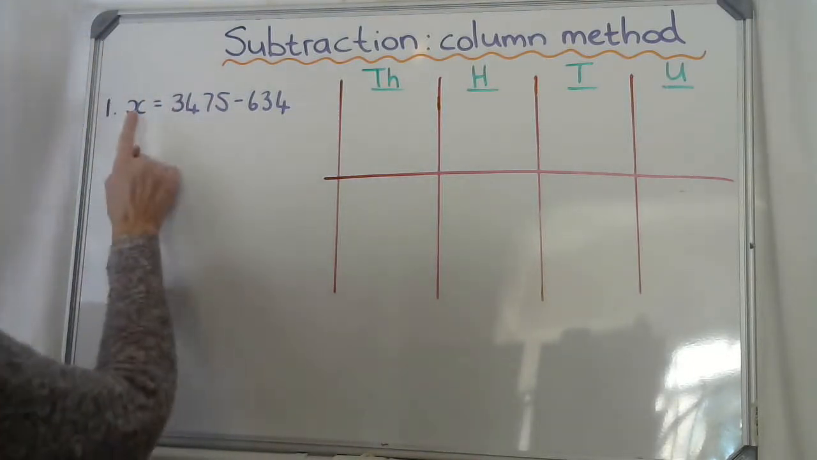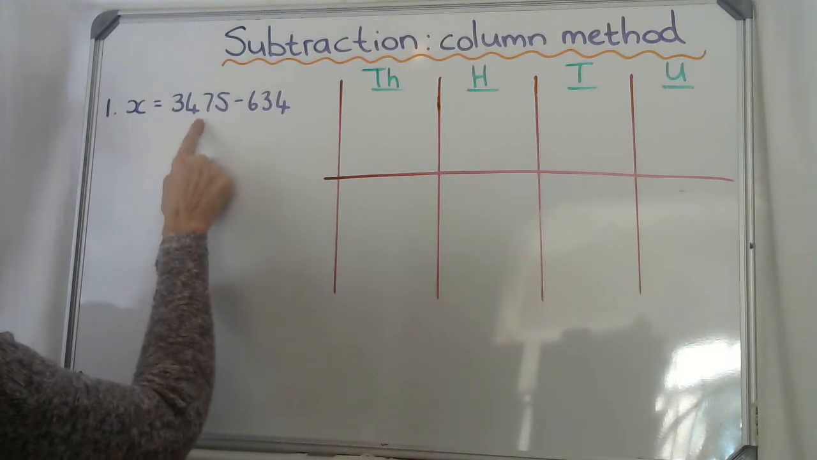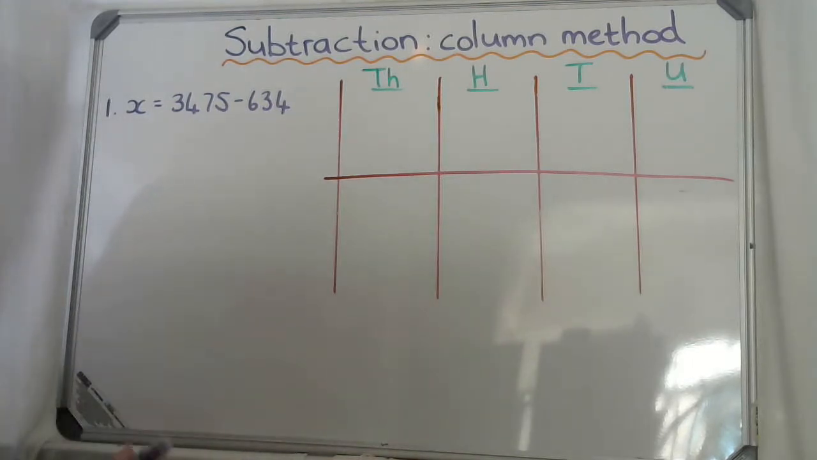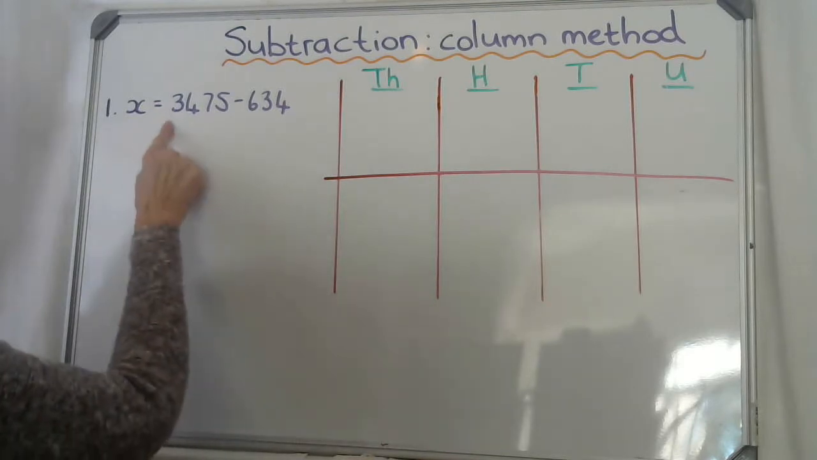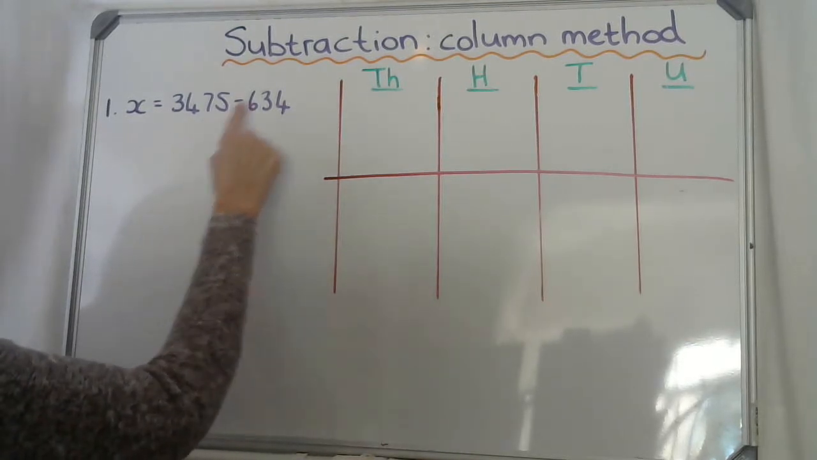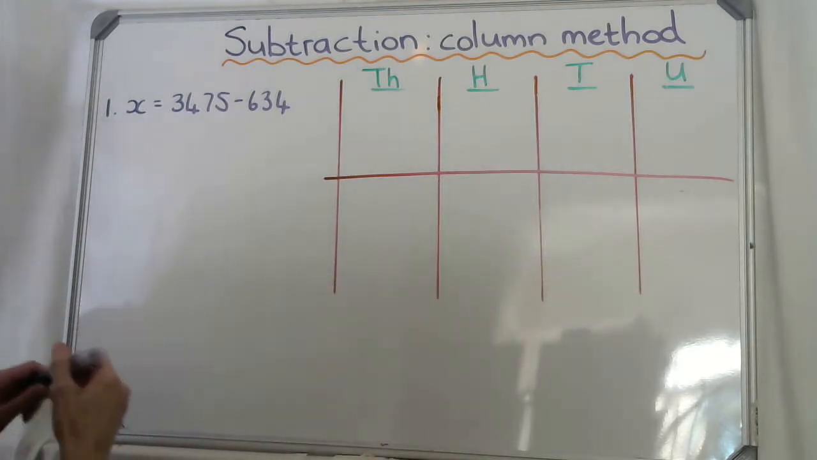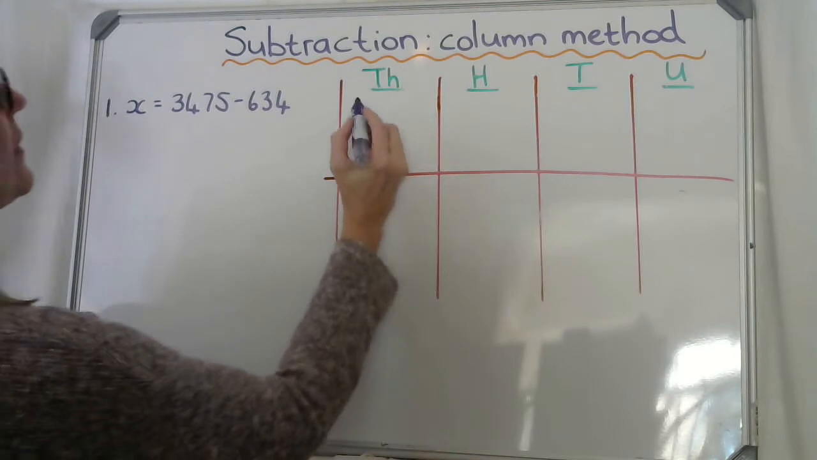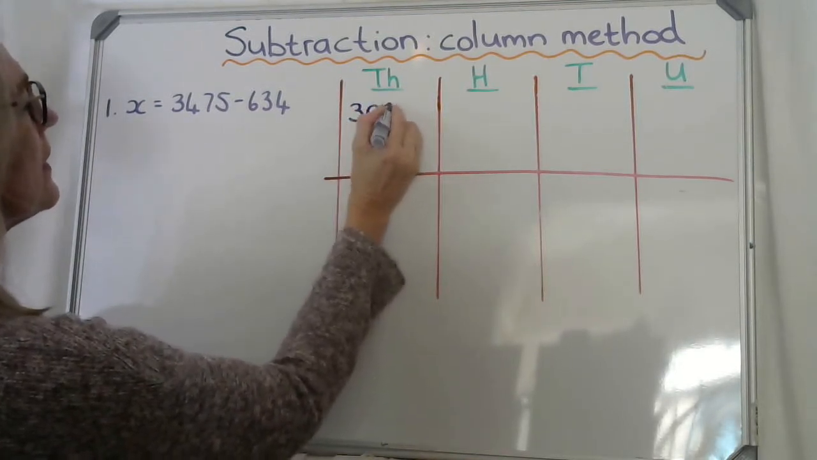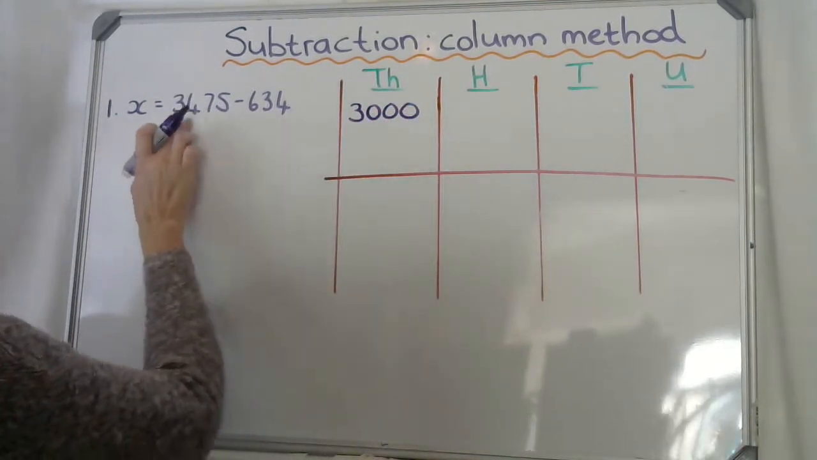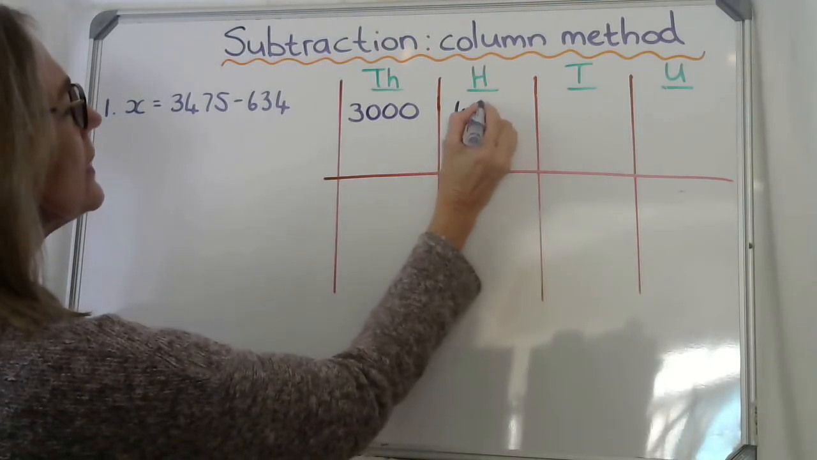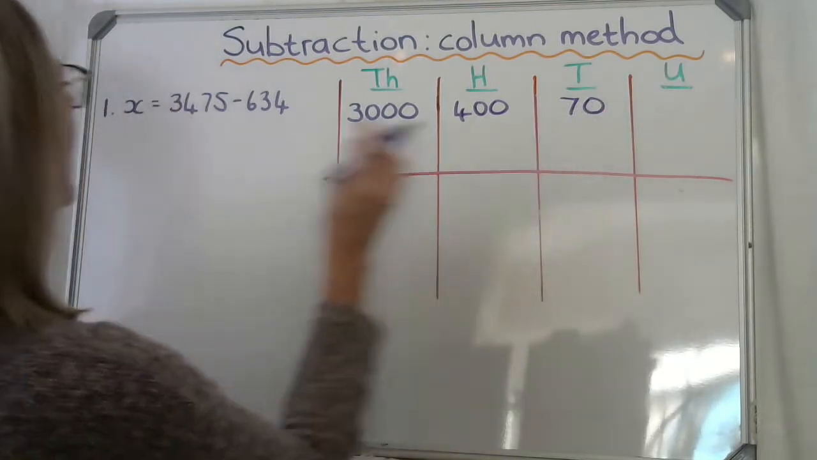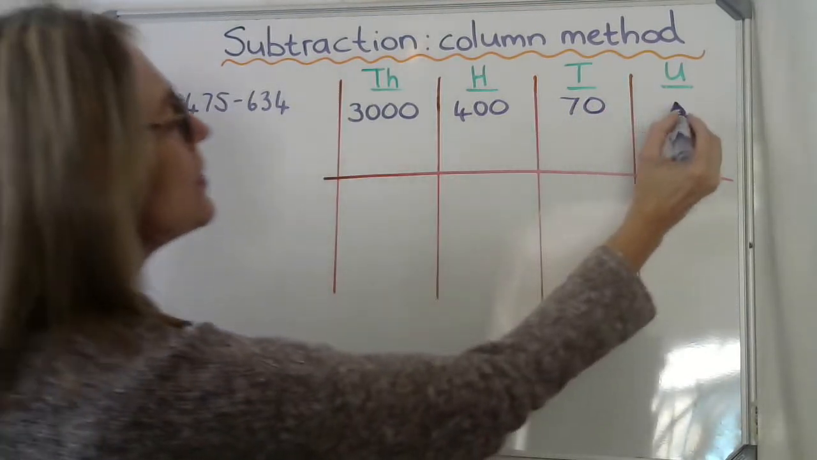Okay, our example is x equals 3,475 minus 634. So what do we do first? We break up the number into its values and we place them in the correct columns. So first number, 3,000. We're going to put 3,000 in the thousands column. 400 will go into the hundreds. 70 will go into the tens. And 5 will go into the units.